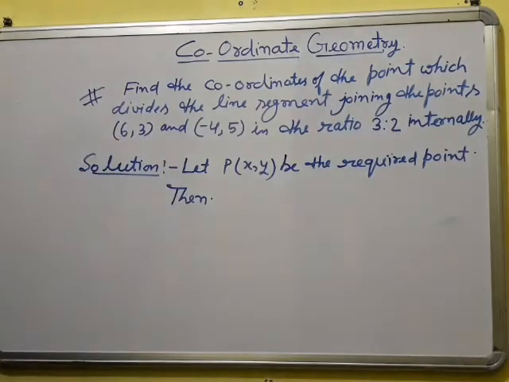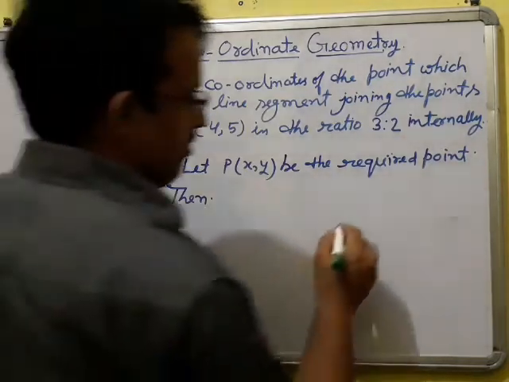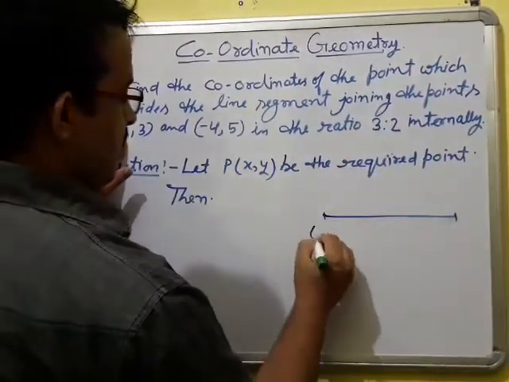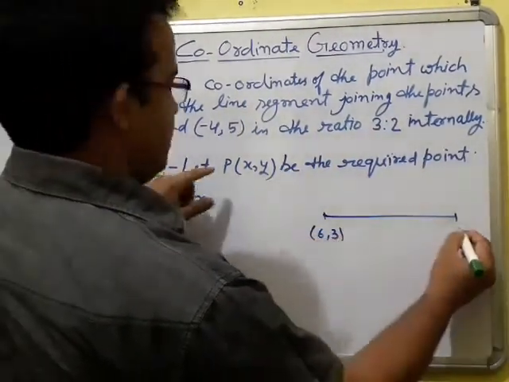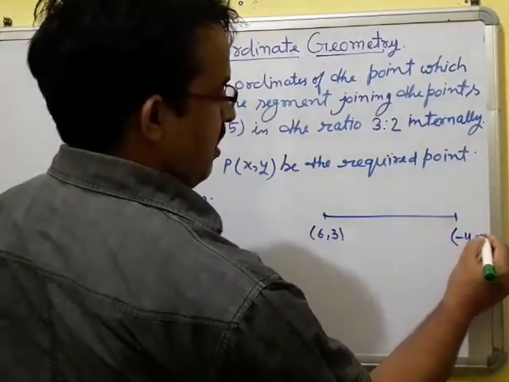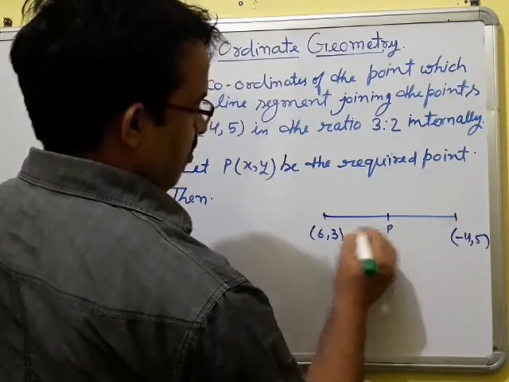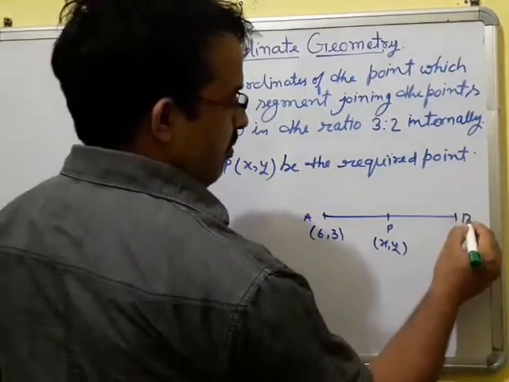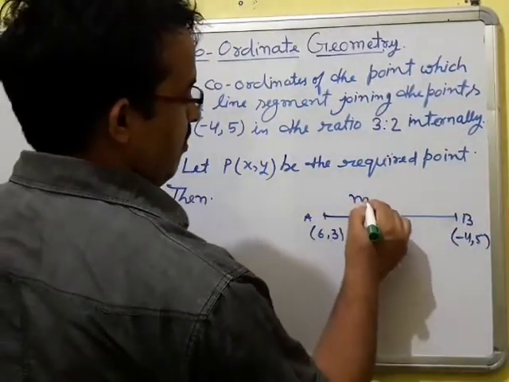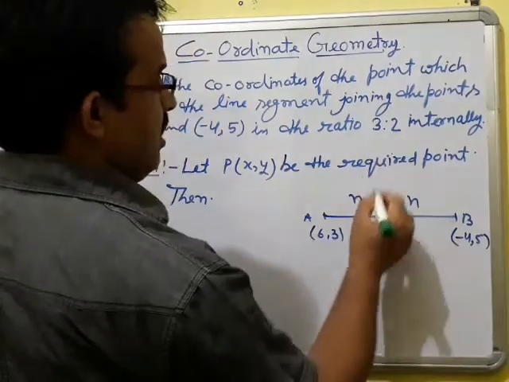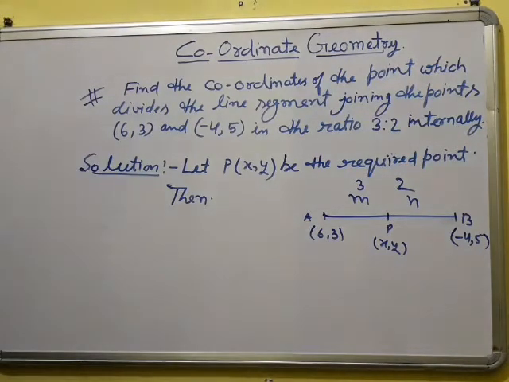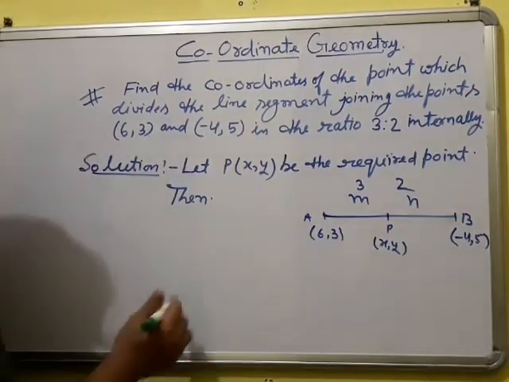First, if we draw the figure, this first point is (6, 3), and this one is (-4, 5), and this point is P, with coordinates x, y. Here is the ratio m:n, which is given as 3:2. Clear? Now we use the section formula.